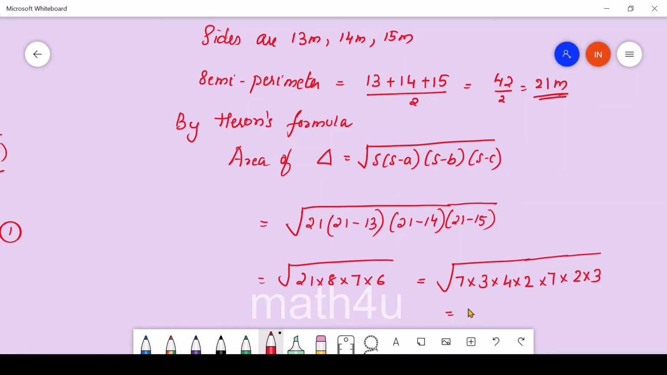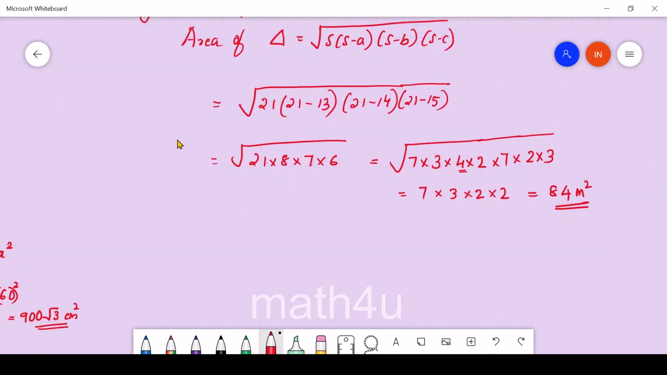From these two 7s, I'm going to take one 7 out. From those two 3s, I'm going to take one 3. From those two 2s, I'm taking one 2 out. And from this root 4 is 2. So when you do this, you will get the answer as 84 meter square. So you got the area, right? Now what we are going to do?